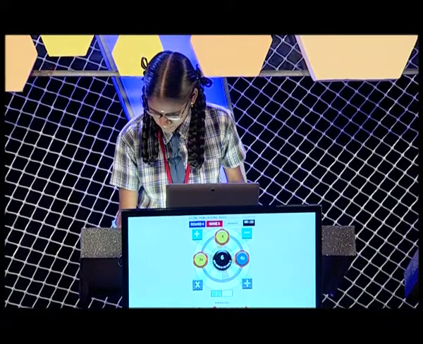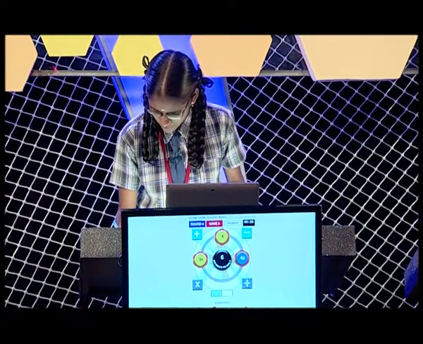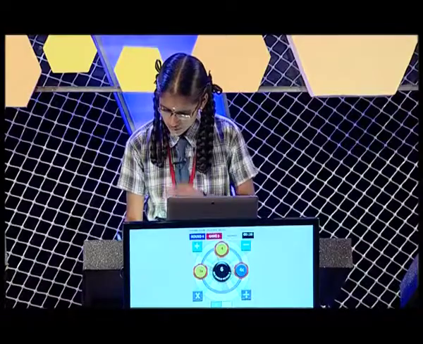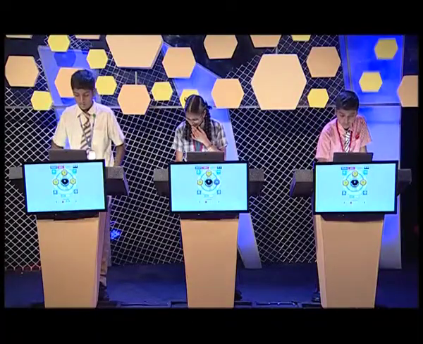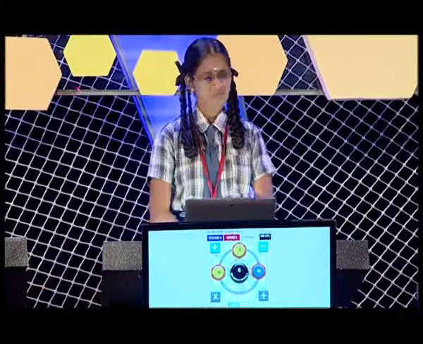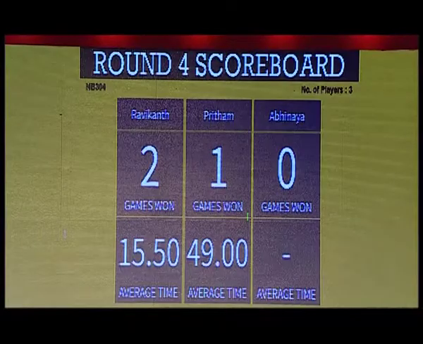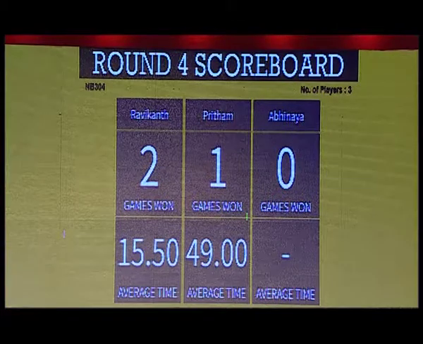Abhinaya, on the other hand, is working the problem out and she will enter the value of x and solve things out. Too much time that you took to work out the problem and not actually enter the value of x. We'll take a look at the round 4 scoreboard. What happened with round 4? Ravi got 2, Preetham got 1, so did Abhinaya get 1.